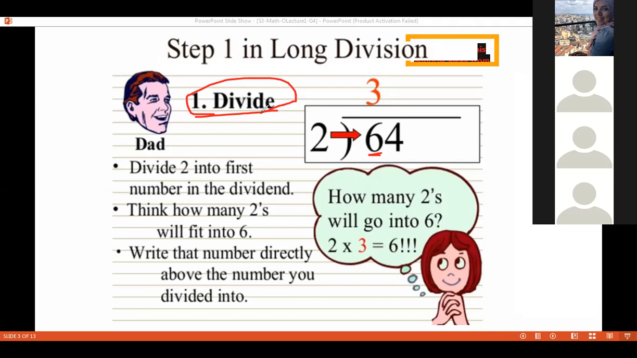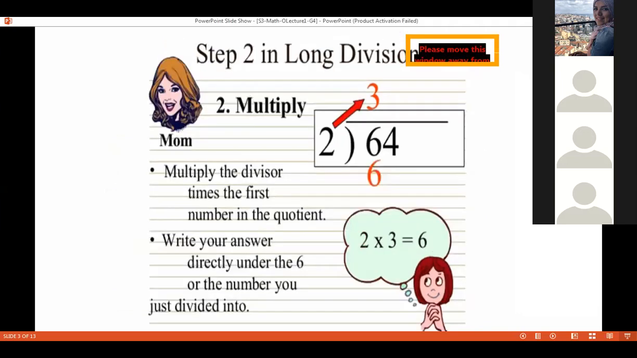Who can remind me of the second step? Multiply. Very good. So after division, we're going to multiply. So now I have to multiply 2 times 3. Now let us continue. Multiply. So now you should multiply 2 by 3. What's 2 times 3? 6. And we put it under the 6.